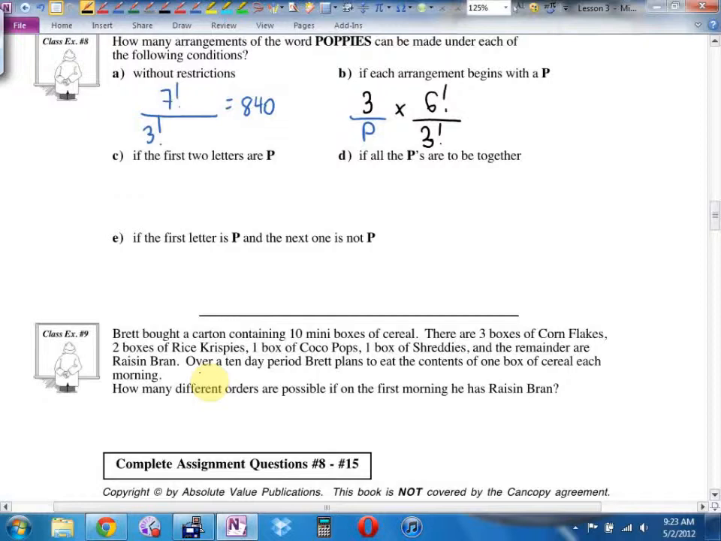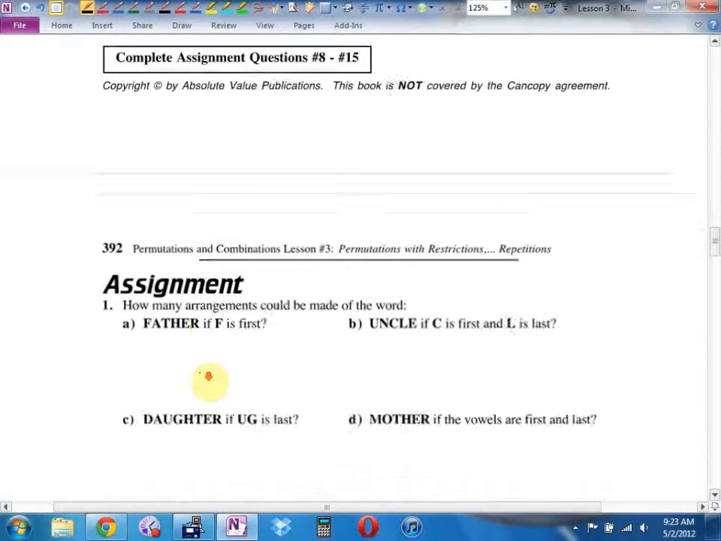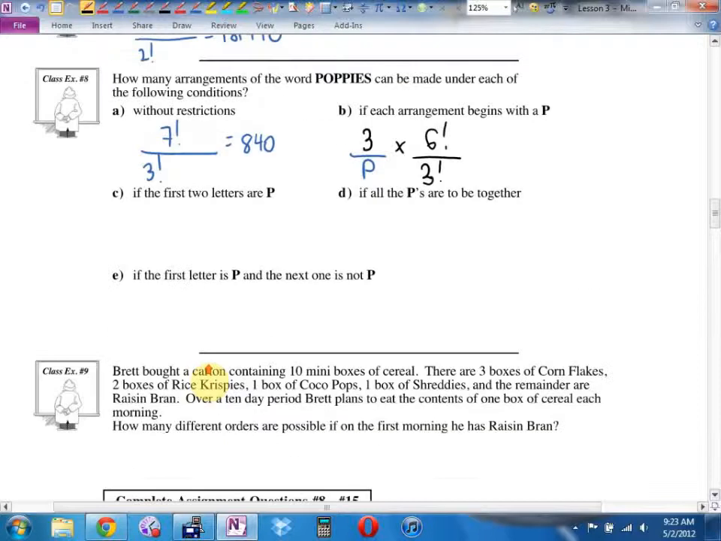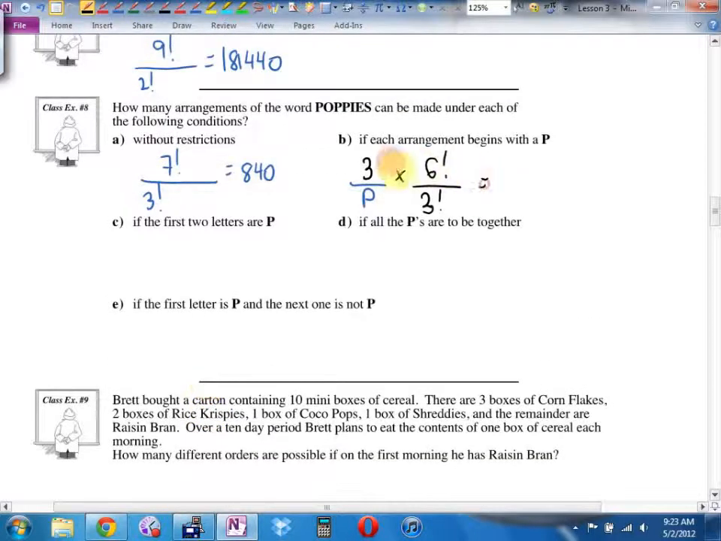And I think I'm even going to skip example 9. Instead, I'm going to say, what's the homework? Oh, what was the answer to this? 360 when you crunch this? Is this right? Okay.